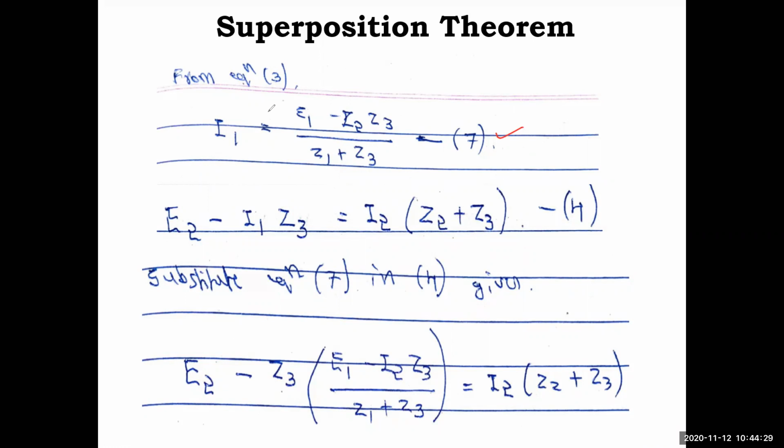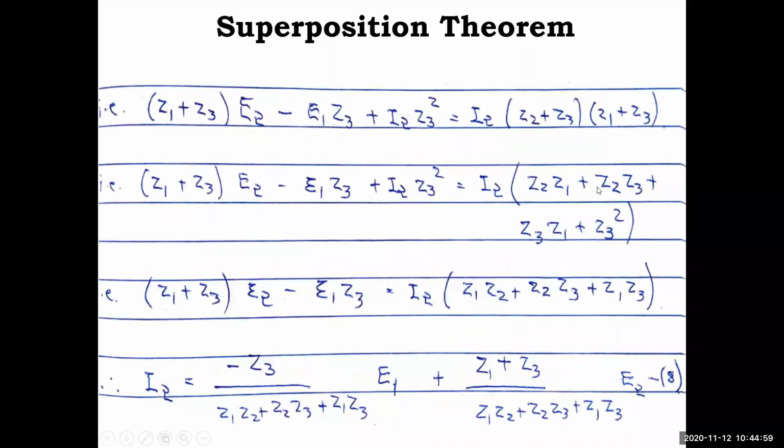Okay, so what you will get: E2 minus I1 will substitute this E1 minus I2 Z3 by Z1 plus Z3, and Z3 I have written here equal to I2 Z2 plus Z3. Same as previous, so take the LCM, so it will be E2 Z1 plus Z3, then here E1 minus Z3 E1 plus I2 Z3 whole square, then this Z1 plus Z3 will go to the right side and you will simplify. Okay, the same answer you are going to get, the same way.